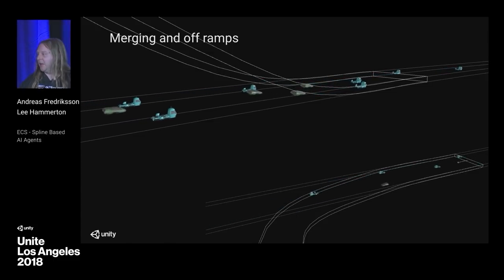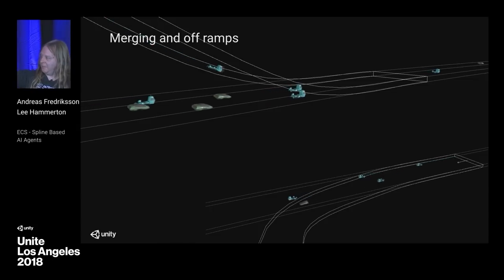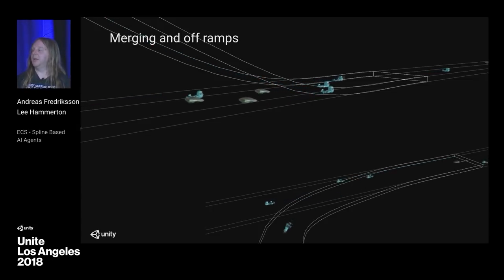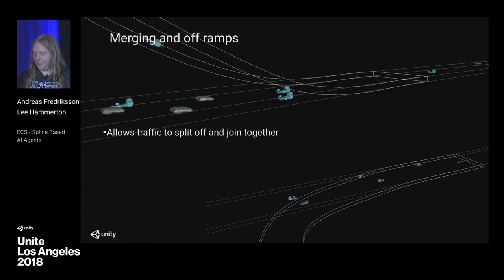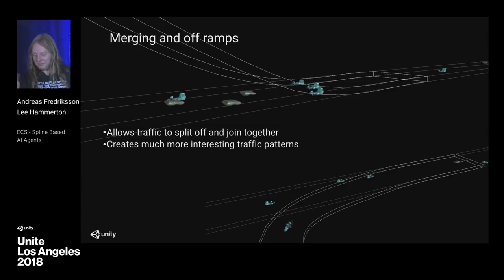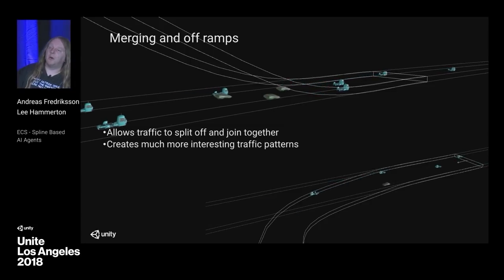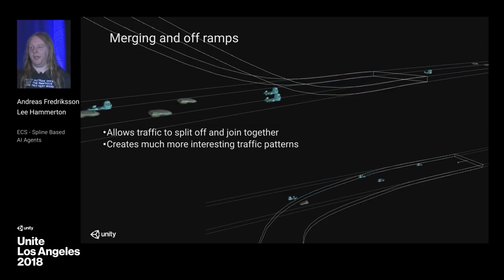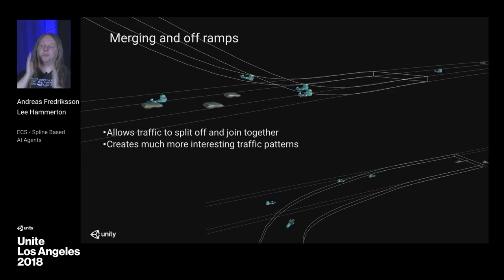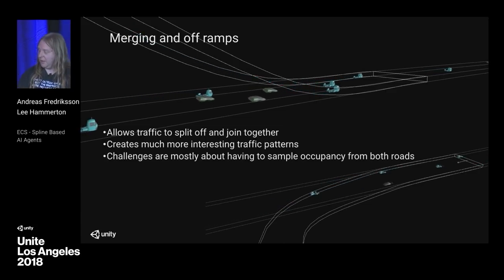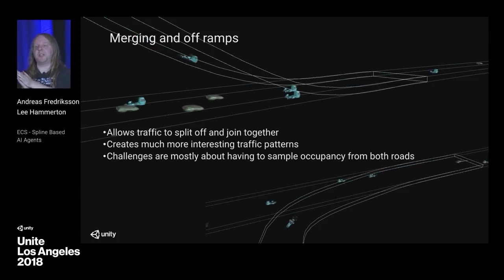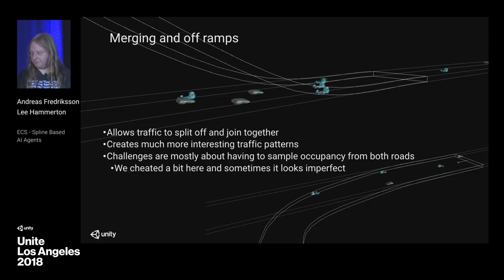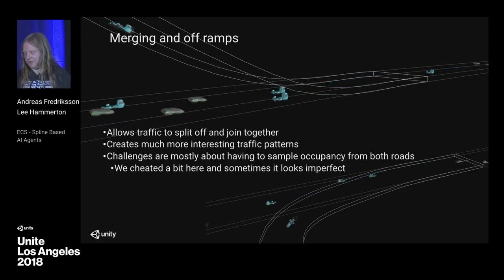So at the top, you can see traffic merging into the road, and at the bottom, you can see the off-ramps and the random nature of this. So as I say, it allows you to split and join traffic. You get far more interesting traffic patterns doing this than just having a spline with some cars going down it. And the challenge really is the fact that we're now sharing occupancy. And yeah, we did cheat a bit, but it looks fine.